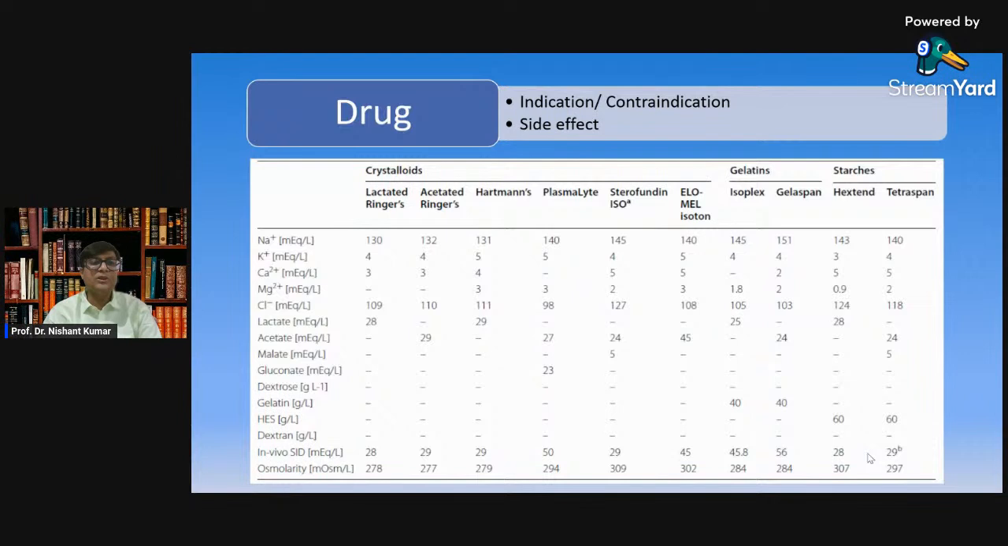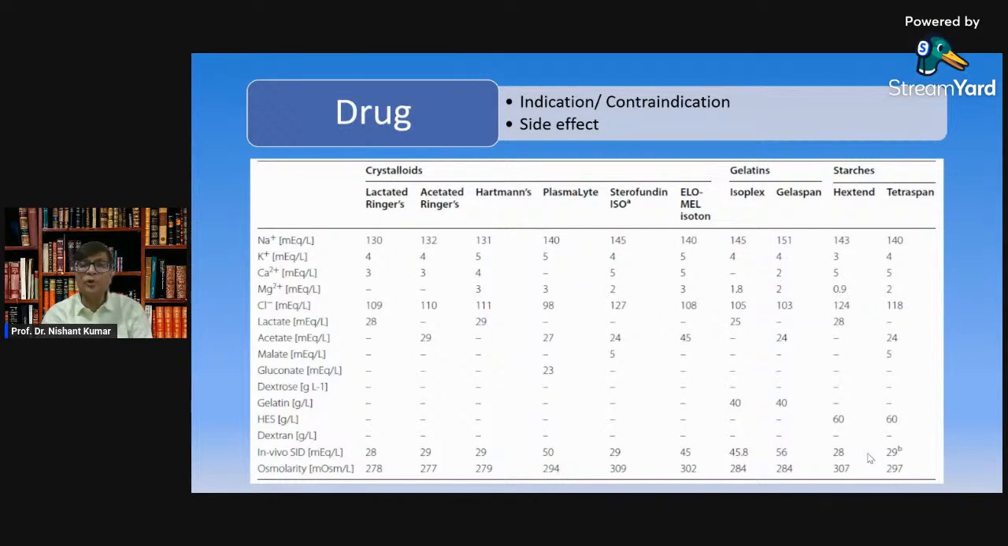Now we know that we have a multitude of fluids available at our disposal. So these are the crystalloids and the colloids. We should know the indication, contraindication, and side effects of each fluid. The most commonly used is the lactated Ringer solution. Then we have the balanced salt solutions which are coming up, which are acetate Ringers, Plasma-Lyte, Stereofundin, and so on and so forth. We have the gelatins, Isoplex and Gelaspan. Then we have the starches, Hextend, Tetraspan, Voluven, and many others.